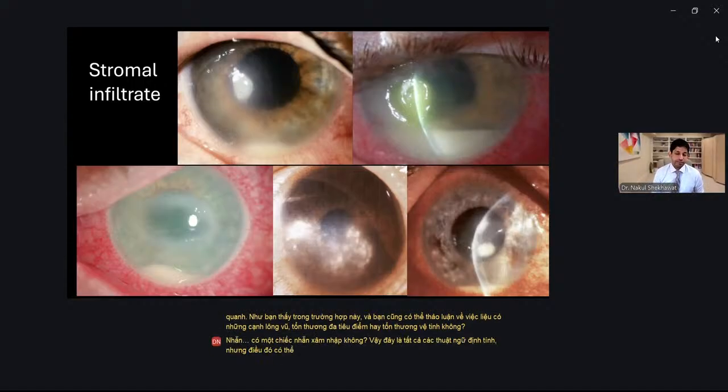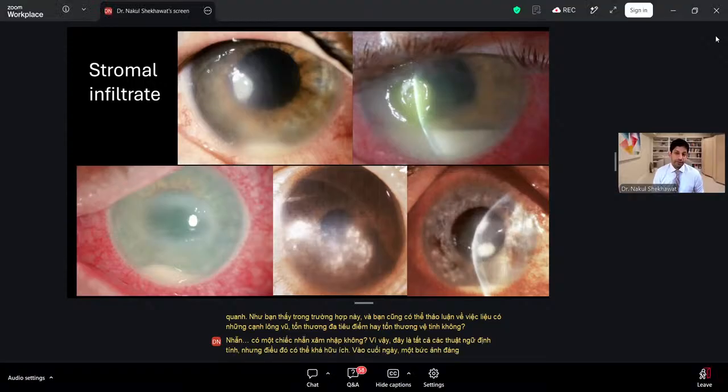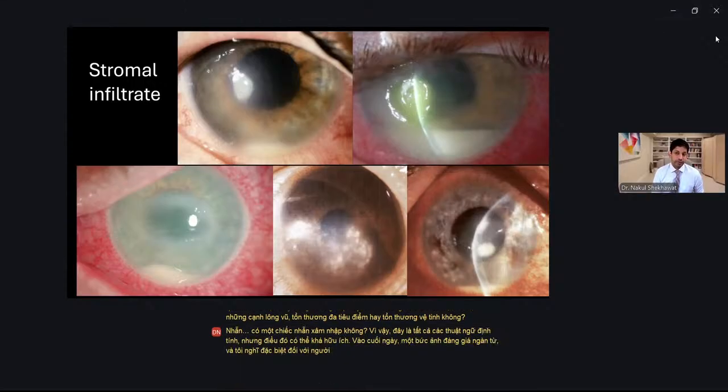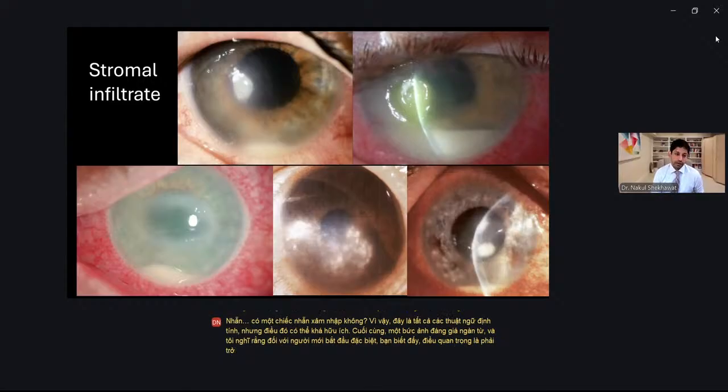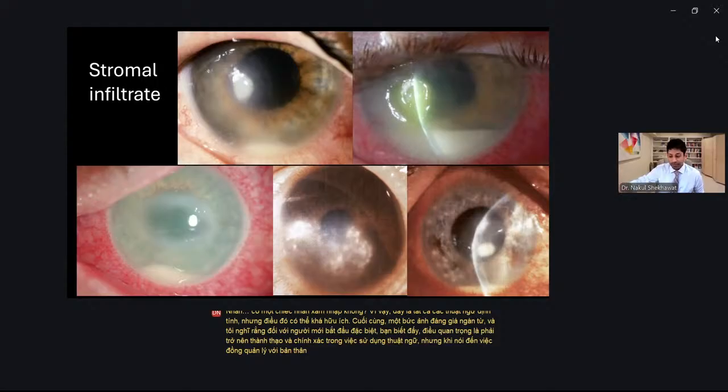At the end of the day, a picture is worth 1,000 words, and I think for beginners especially, it's important to become well versed and precise in the use of terminology. But when it comes to co-managing with yourself in the future or your other colleagues over time, pictures are worth 1,000 words, and you should always get a photo.